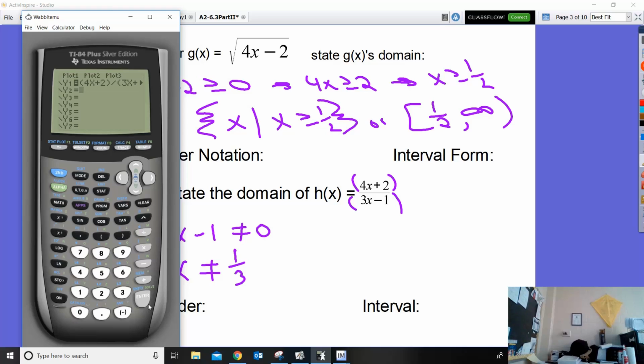We should see what's called a vertical asymptote at 1/3. Yours actually draws in the vertical asymptote, but then you don't get to cross. This thing goes all the way from negative infinity to 1/3, jumps that asymptote, goes from 1/3 to infinity.